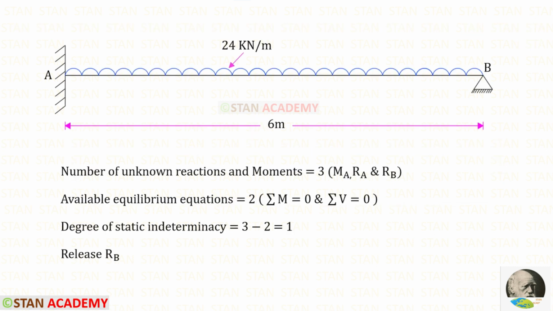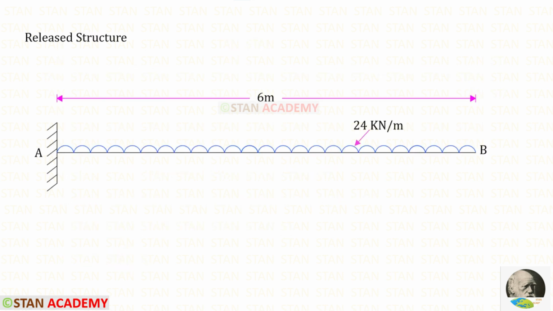Now let us find the degree of static indeterminacy. In this beam, the number of unknown reactions and moments are 3. The available equilibrium equations are 2. The degree of static indeterminacy will be 3 minus 2. We will get 1. Since the support B sinks, we have to release RB. You can see that from the point B, I have released RB. So the point B becomes a free end.